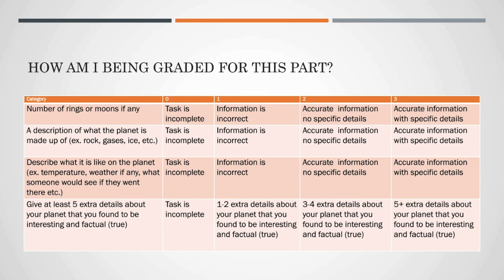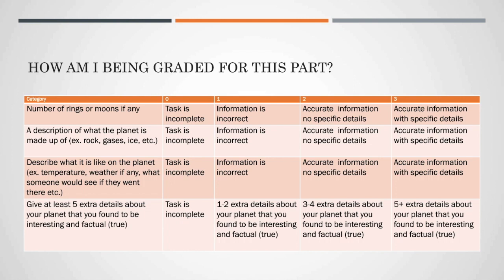Okay, now going on to 2 points. Well, all of my information is accurate, it's true, but it's not very detailed. Like I said, there's a ring, there are moons, okay? Same thing for the other ones. You told me it's a rock planet, but you didn't tell me the minerals. You told me it rains there, but what does it rain? Okay, you gave me 3 to 4 details that were true.